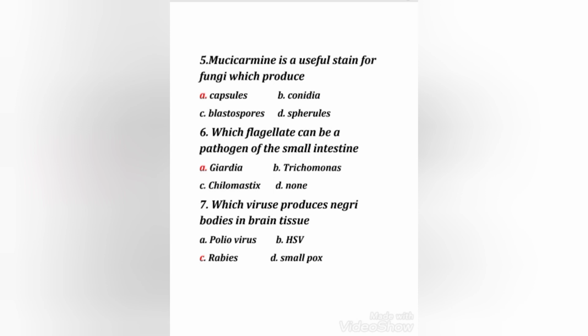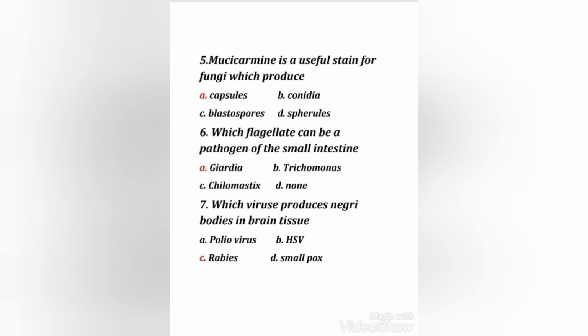Next question. Mucicarmine is a useful stain for fungi which produce capsules, conidia, blastospores, spherules. Here the right answer is option A, capsules. What is a capsule? Capsule is an extracellular layer which lies outside the cell wall and it is usually composed of polysaccharides. It protects the cell from different environmental dangers such as phagocytosis, desiccation, etc.